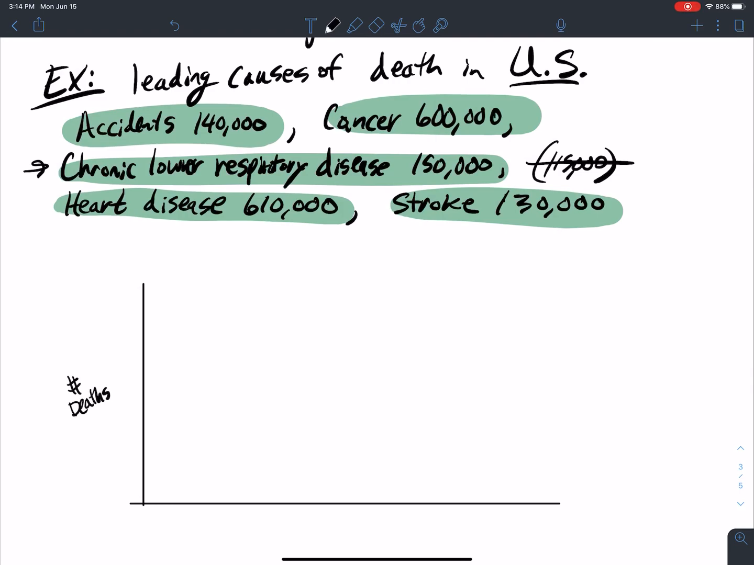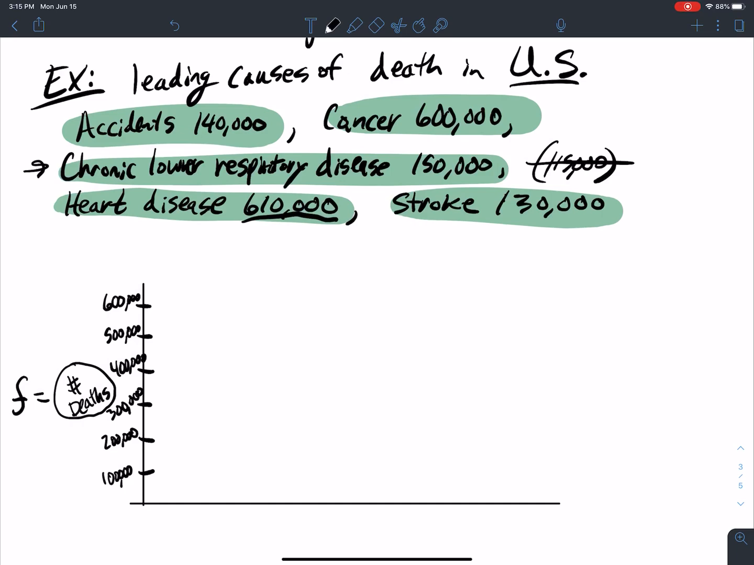So what's the biggest number of deaths? Looks like 610,000, so I need to go up to at least 600,000. So I'm going to go 100,000, 200,000, 300,000, 400,000, 500,000, and 600,000. So I'm marking the deaths. That's my frequency, F.